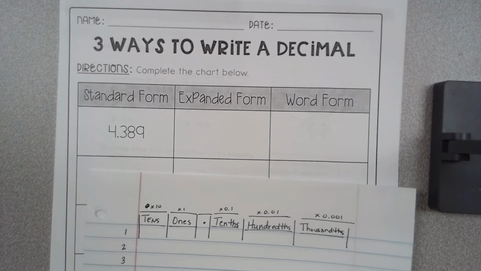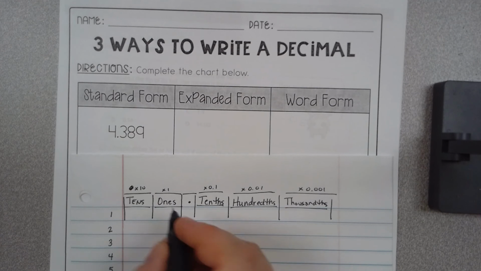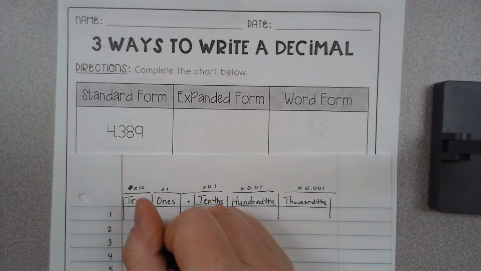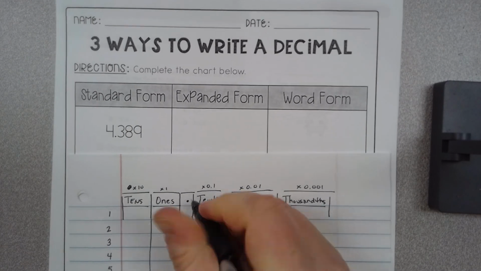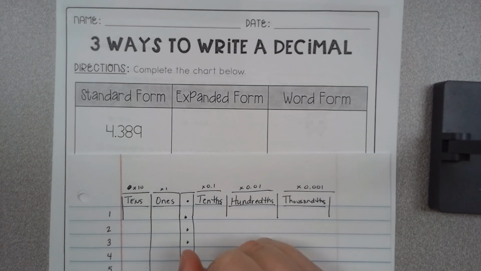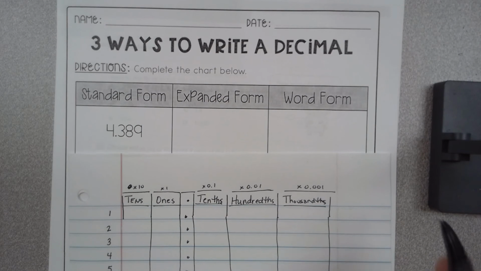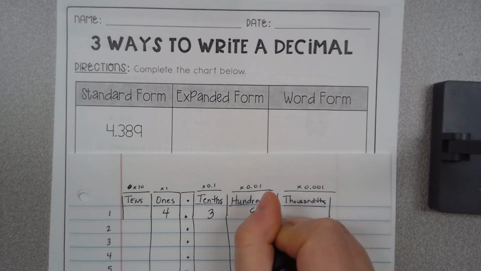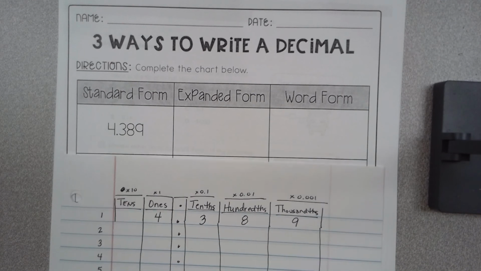Okay, so the first one is 4 and 389 thousandths. So if you need to, just come, one second, it's going to bug me till I fix this. So decimal, decimal, decimal, decimal, decimal, decimal. The place value chart is going to be your best friend by the time I get finished. Okay, so 4 is in the ones place. 3, 8, 9. Okay, so now you just take this information and you fill in your boxes.